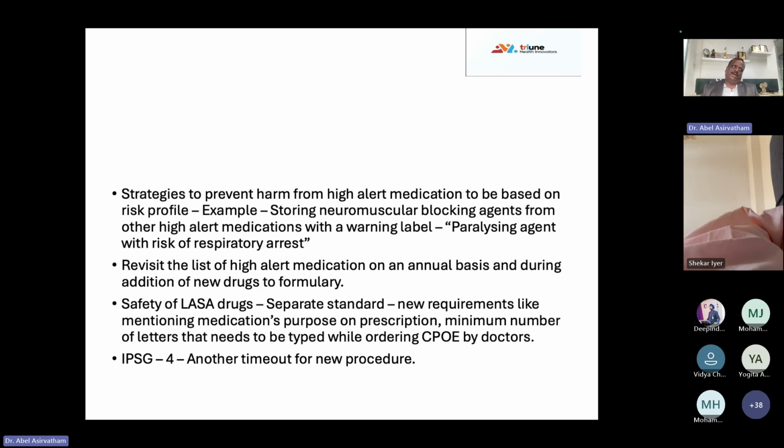You need to perform another timeout if you're going to do another procedure for the same patient and same operating time. For example, a patient with a road traffic accident. The neurosurgeon does a craniotomy. At the end of the craniotomy, the maxillofacial surgeon comes to do something on the jaws, reduction of jaws, whatever. Then a separate timeout needs to be done for that. So this is a new requirement.